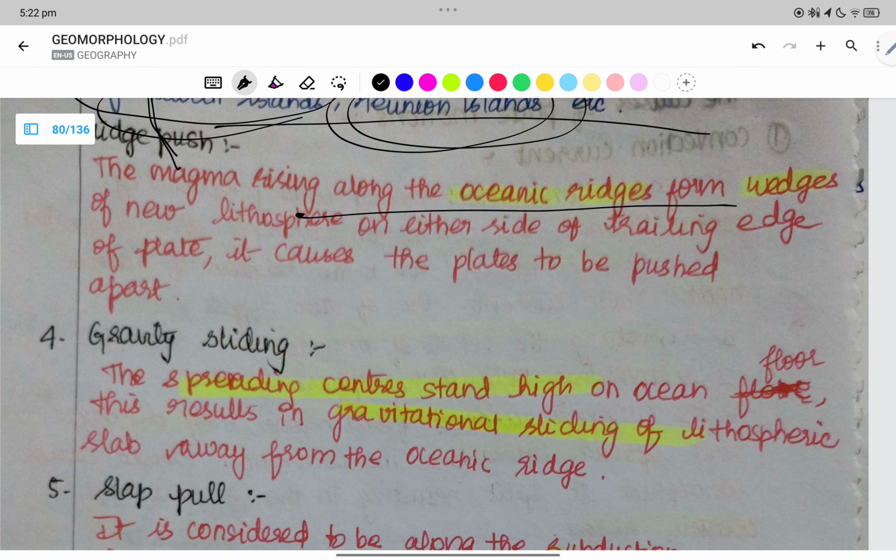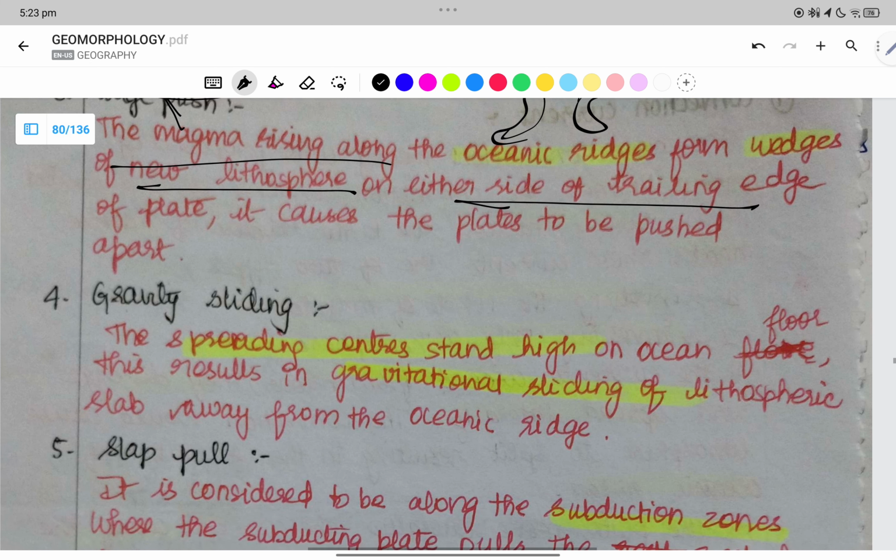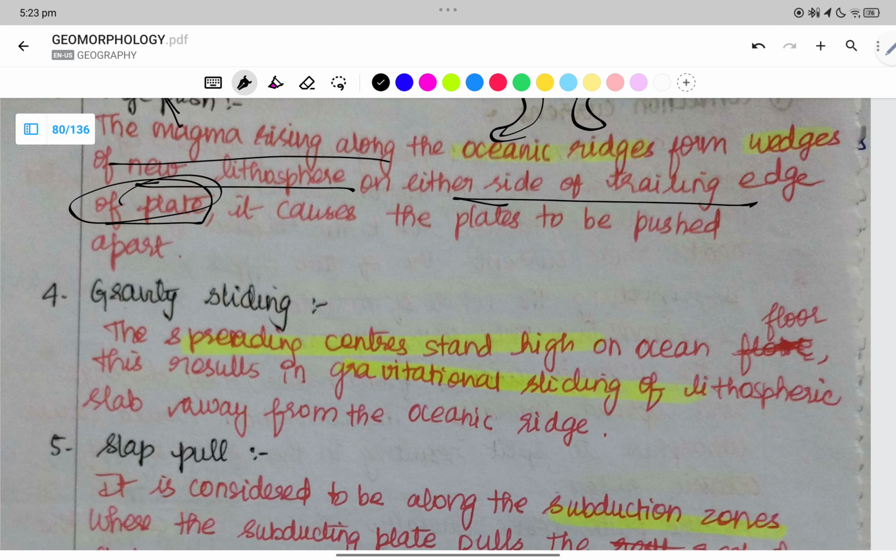Ridge push: magma rises along the oceanic ridges. They form wedges of new lithosphere on either side of the trailing edge of the plate. It causes the plates to be pushed apart.